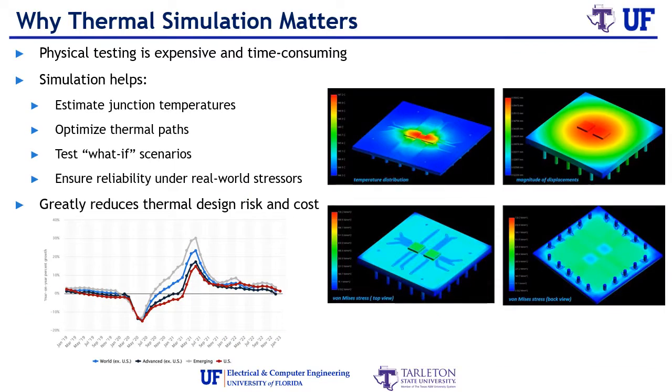Simulation has become the cornerstone of efficient thermal design. Physical testing can take weeks and cost thousands, especially when redesigns are needed. Simulation lets you do various things, such as visualizing temperature gradients, testing boundary conditions, simulating extreme scenarios, and reducing the number of costly physical prototypes. On screen, you'll see a stress pattern in a chip under simulated thermal cycling and a curve showing how simulation can significantly reduce development time and cost.